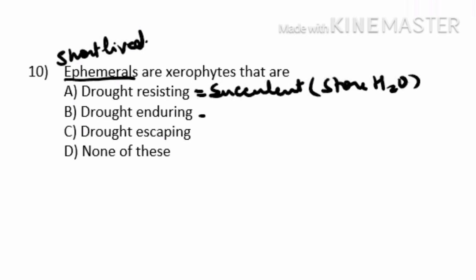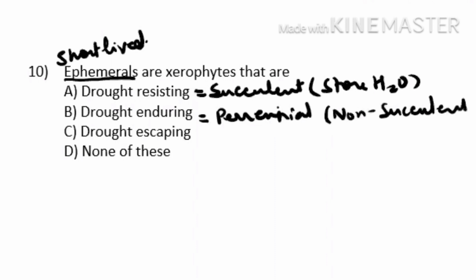Then there is drought enduring. Drought enduring plants are those which can tolerate a long period of drought. It means they are perennial. If they are perennial, obviously they are not ephemeral, and they are non-succulent. But drought escaping plants are the ones which are ephemeral. They will not be in the drought condition. So the answer will go to option C. None of this is not there.